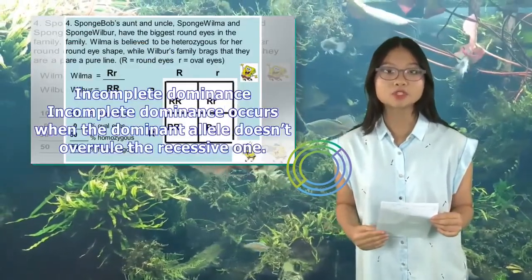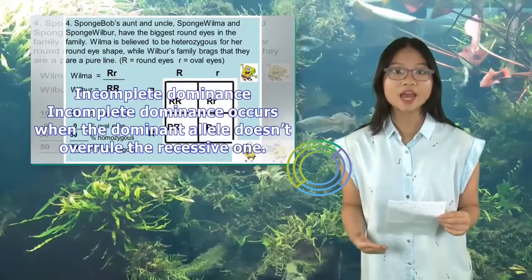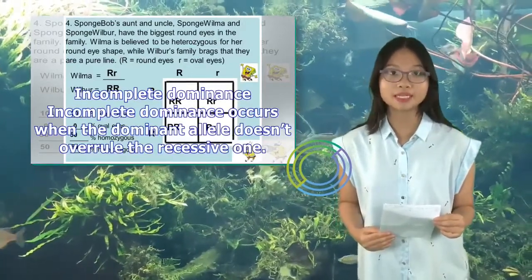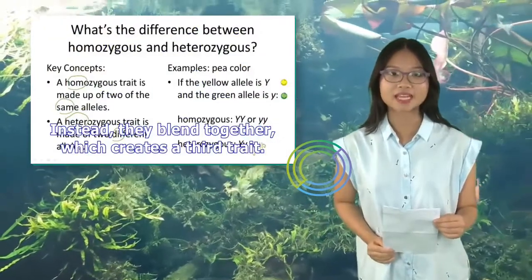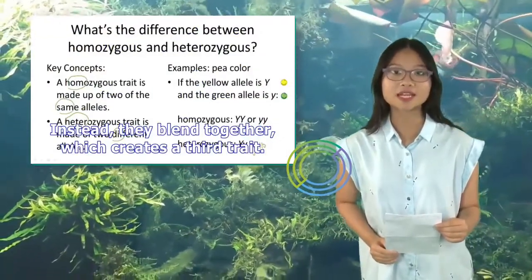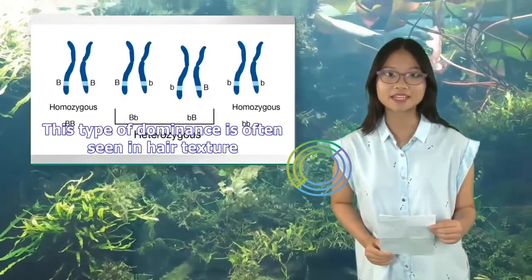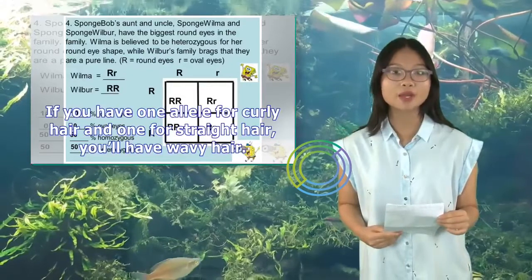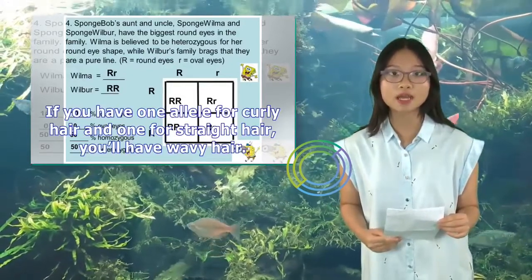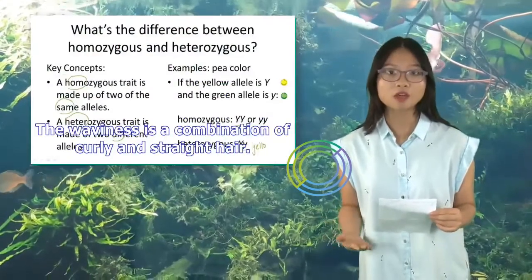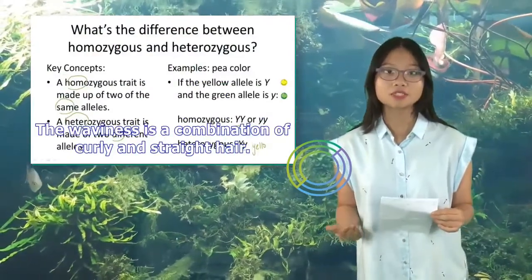Incomplete dominance. Incomplete dominance occurs when the dominant allele doesn't overrule the recessive one. Instead, they blend together, which creates a third trait. This type of dominance is often seen in hair texture. If you have one allele for curly hair and one for straight hair, you'll have wavy hair. The waviness is a combination of curly and straight hair.